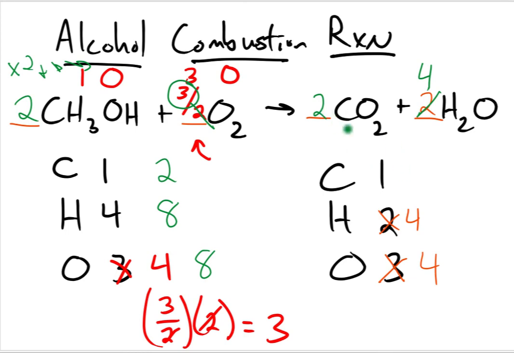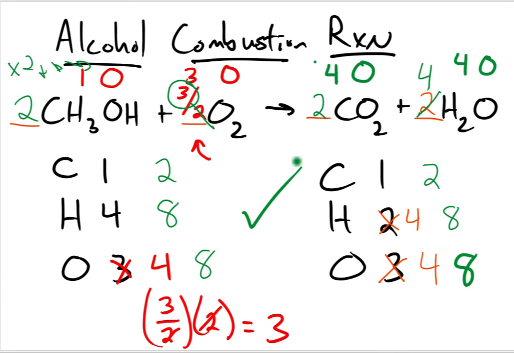Okay, so now on this side, carbon, 1 times 2 is 2. Hydrogen, 2 times 4, that's 8. So far, so good. Now with oxygen, 2 times 2, that's 4 oxygens here. And then 1 times 4, that's 4 oxygens as well. Notice 4 plus 4, that's 8.